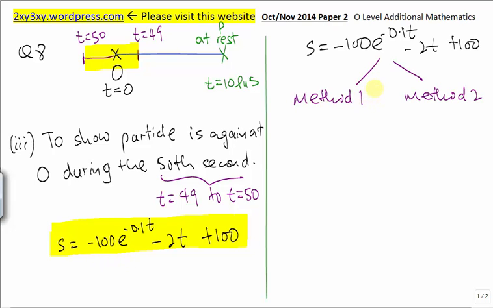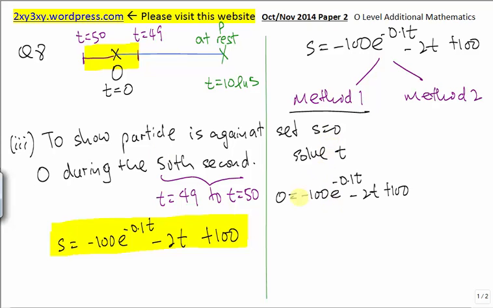Let's run through the thinking process before we solve the problem. The first method of solving the problem will be we can set s to be 0, because when the particle passes through the point O, the displacement will be 0. And from here we can solve for t. If the t value we can obtain is anywhere from 49 to 50, then we have proved this statement.